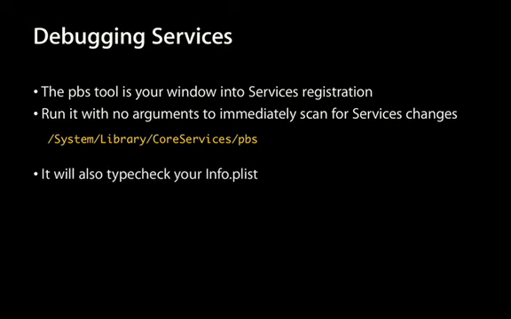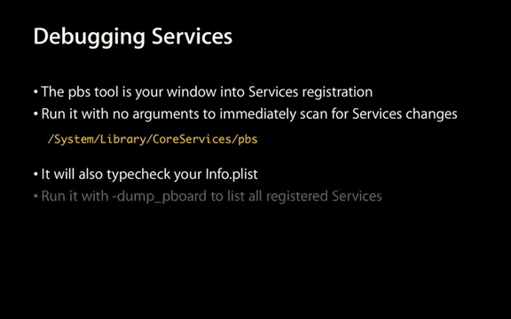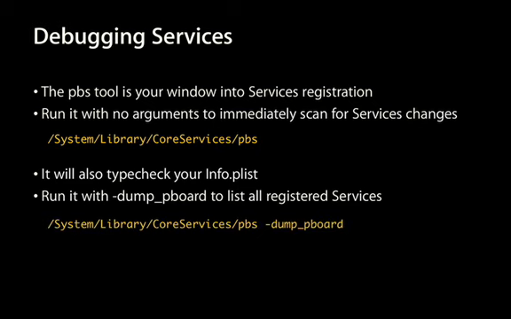But it will also type check your Info.plist. So if there's a typo somewhere, if you have a dictionary instead of an array, for example, it will tell you that and tell you exactly what went wrong. And lastly, you can pass it the dump_pboard option, and it will list all the services that are registered. So if you don't even know if it's found your app yet, you can call this, and it will tell you the apps that it's found. And an important note is that pbs is just for debugging. It may go away or change names later in the future, so you shouldn't write any applications that depend on it or write any installers that talk to pbs. You should only use it for debugging your app.